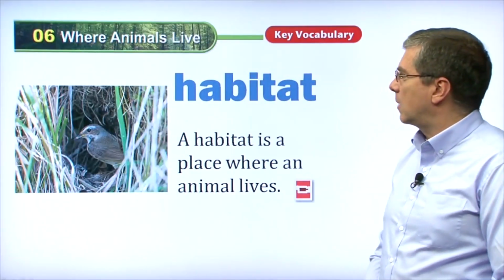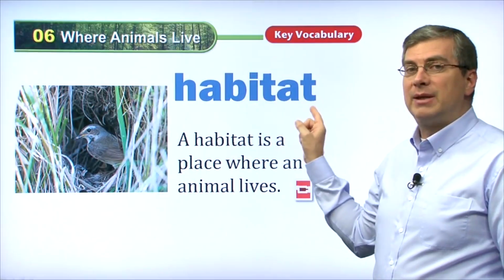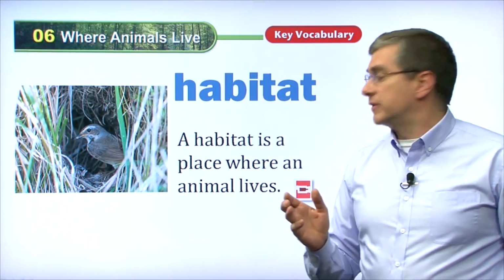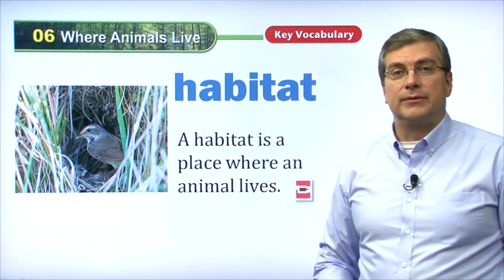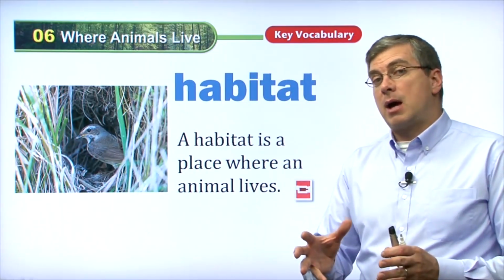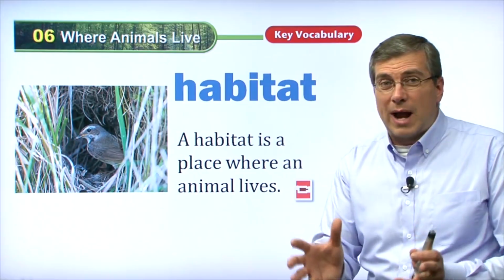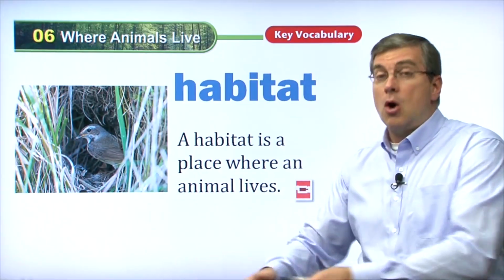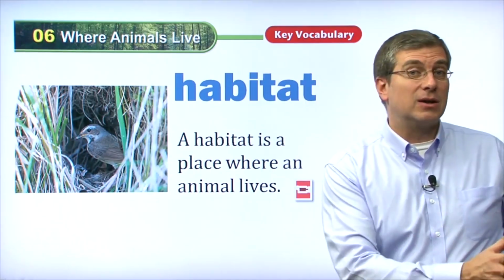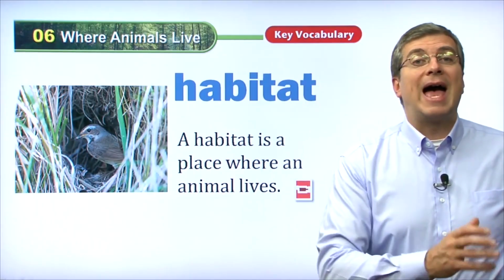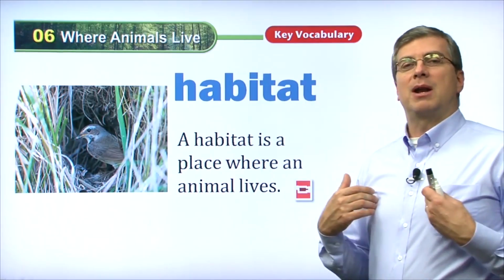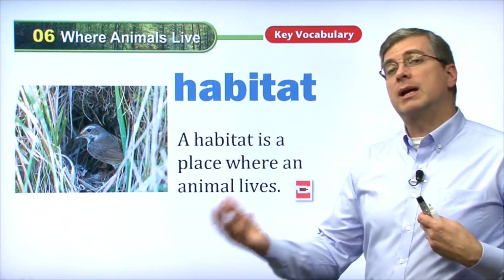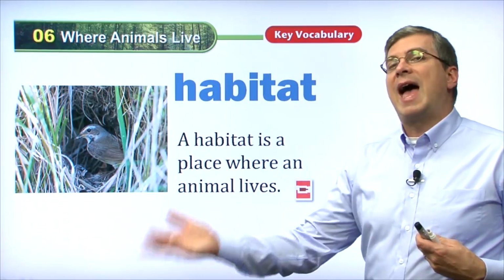Actually, let's get into that right away with the word habitat. So habitat is a place where an animal lives. A habitat is talking about the environment, the surroundings. If an animal lives in a forest, that's a type of habitat. Or if an animal lives in a desert, that's a different type of habitat, right? We talk about us, do you like to live in the city? That's a type of habitat. Or in the country? That's another type of habitat.